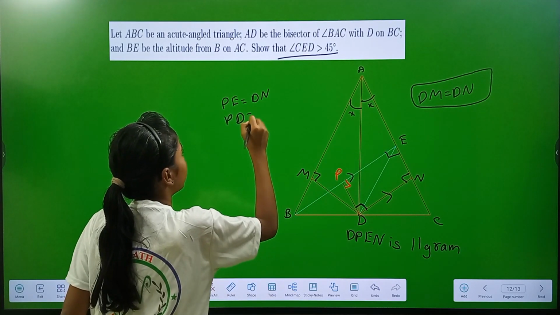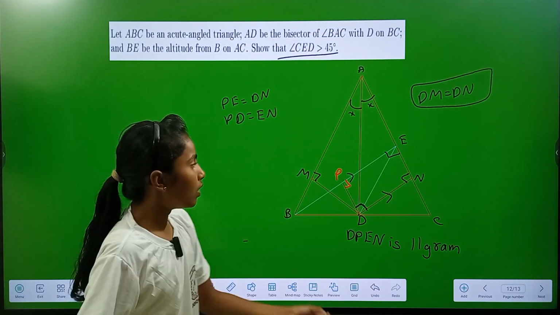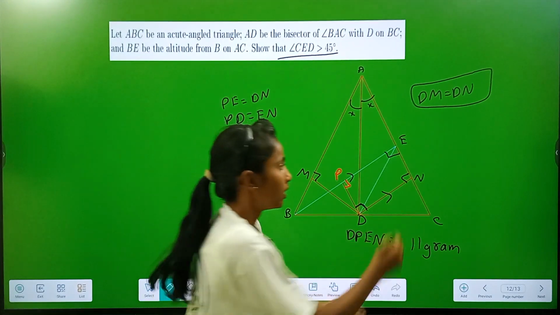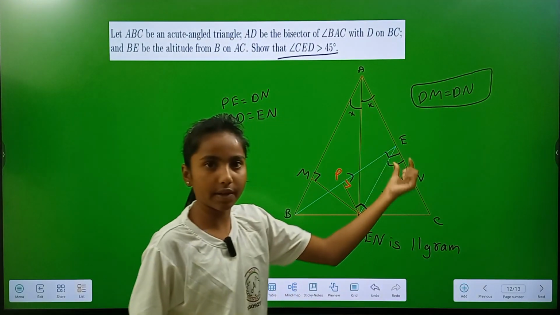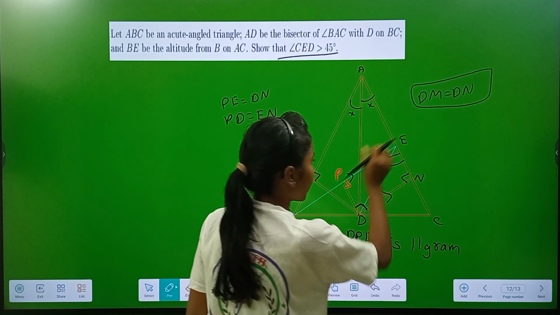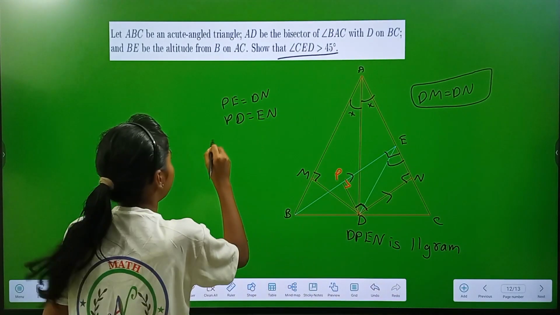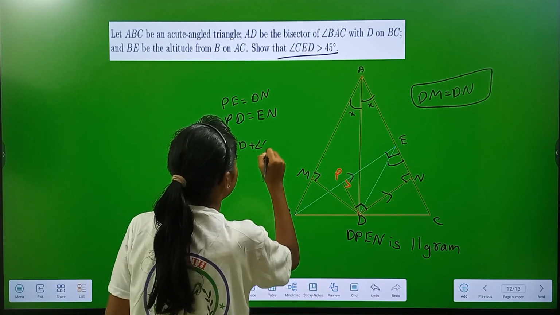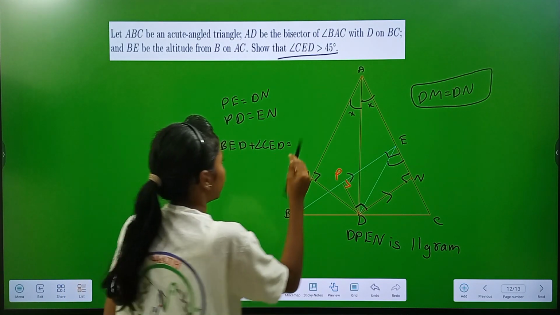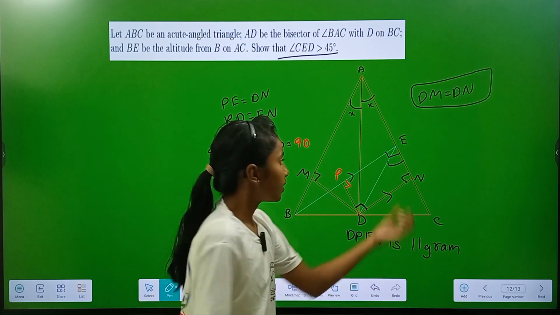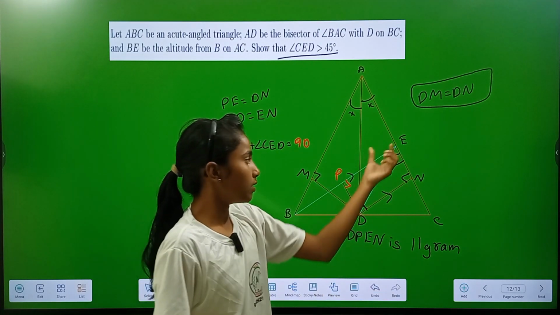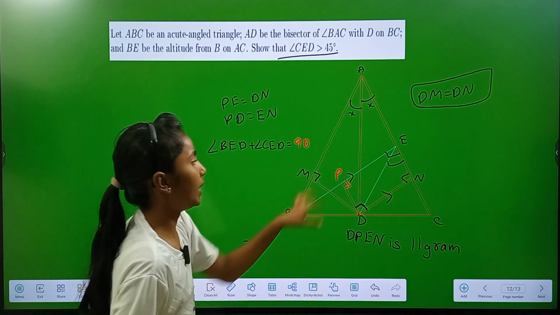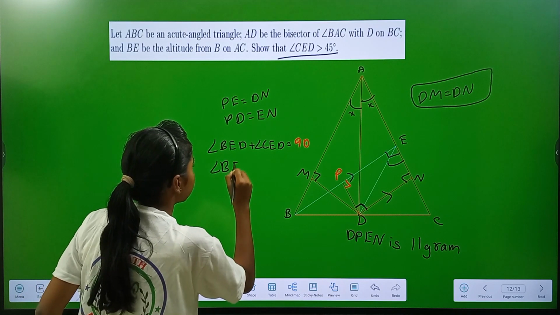Now they are asking us to prove that CED is greater than 45. So angle CED is this angle. They are asking to prove this is greater than 45. And we can see that the sum of the angles BED plus CED is equal to 90. So we have these both sum equal to 90. And they are asking to prove that this angle CED is greater than 45. So we have to prove that angle BED is less than 45.